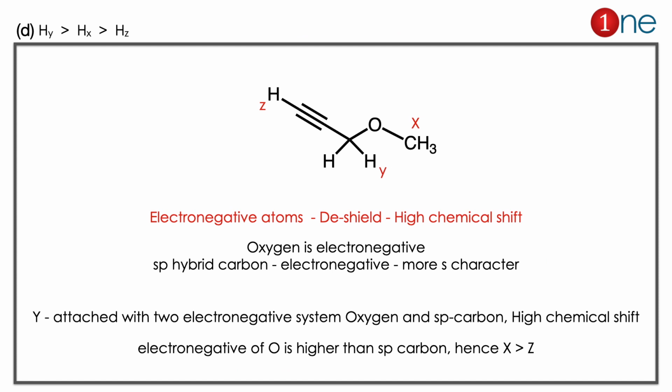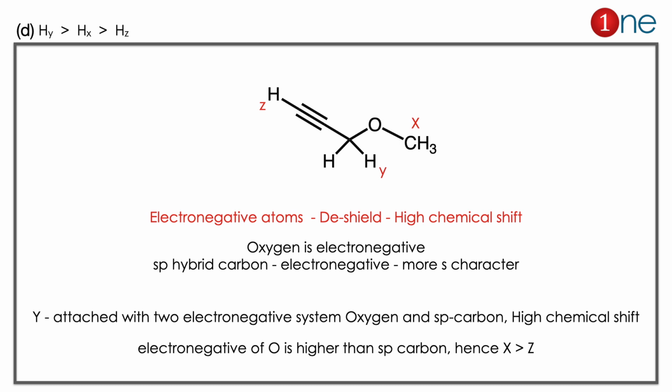Here you have to find the deshielding by different electronegative atoms. Here two electronegative groups are there. One is oxygen, another is sp hybridized carbon. sp hybridized carbon is more electronegative due to more s character, so it will be more acidic there. So you have to compare accordingly. Here if you look at it, Y will be very high because it is attached with two electronegative systems, sp hybridized carbon and oxygen. Two electronegative systems, more deshielding, higher will be the chemical shift.